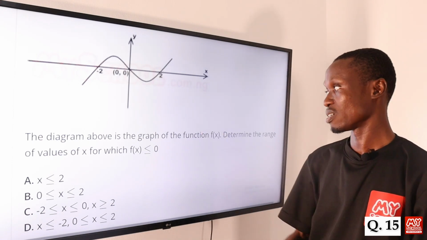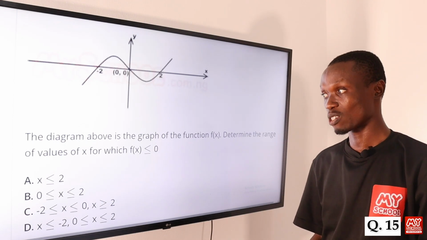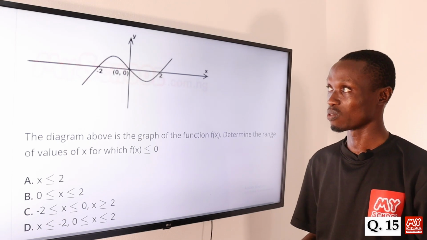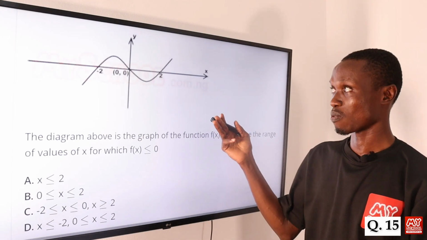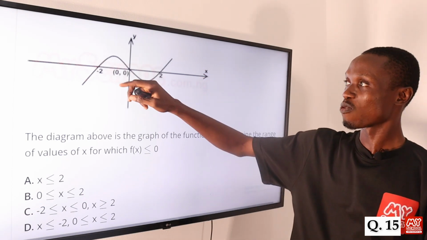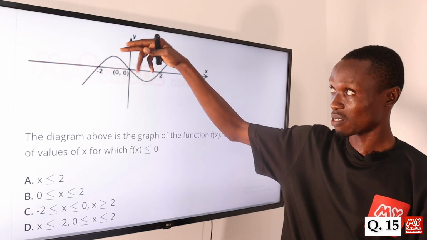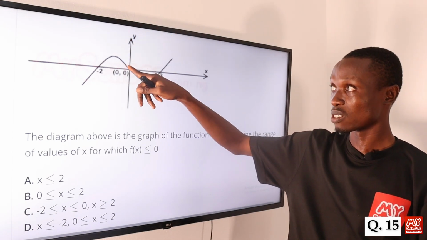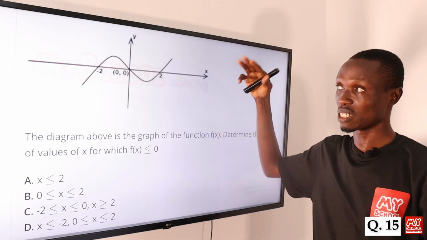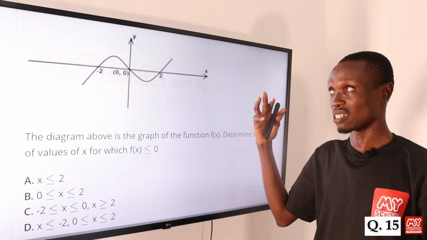Okay, so the graph we are seeing here is the graph of the function of x, and we are asked to find the values of x for which f(x) is less than or equal to 0. Okay, so first of all, to solve this, we must understand this graph. If we see the graph on the positive side of y, what that tells us is that this part is actually greater than, showing that f(x) is greater than 0 and not less than 0.